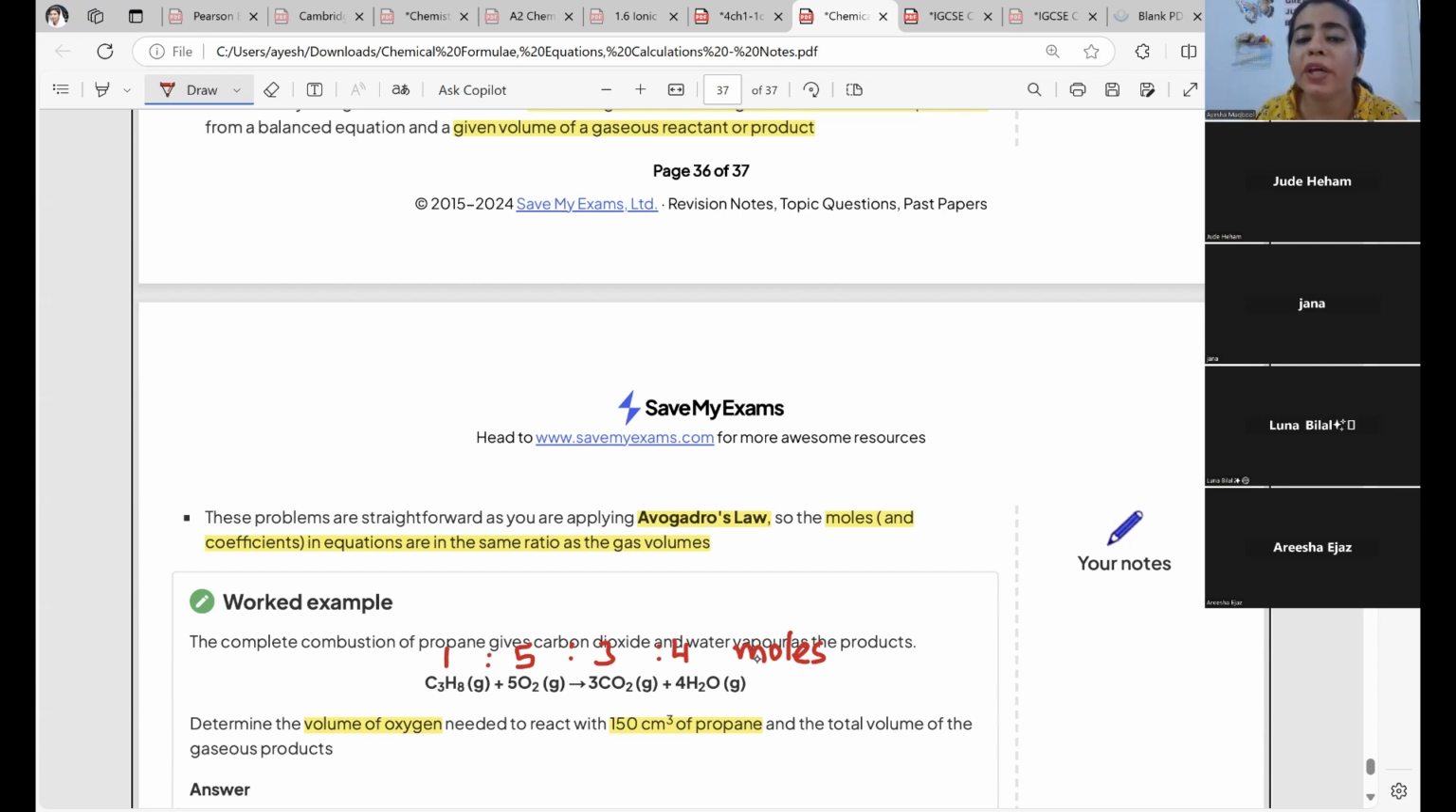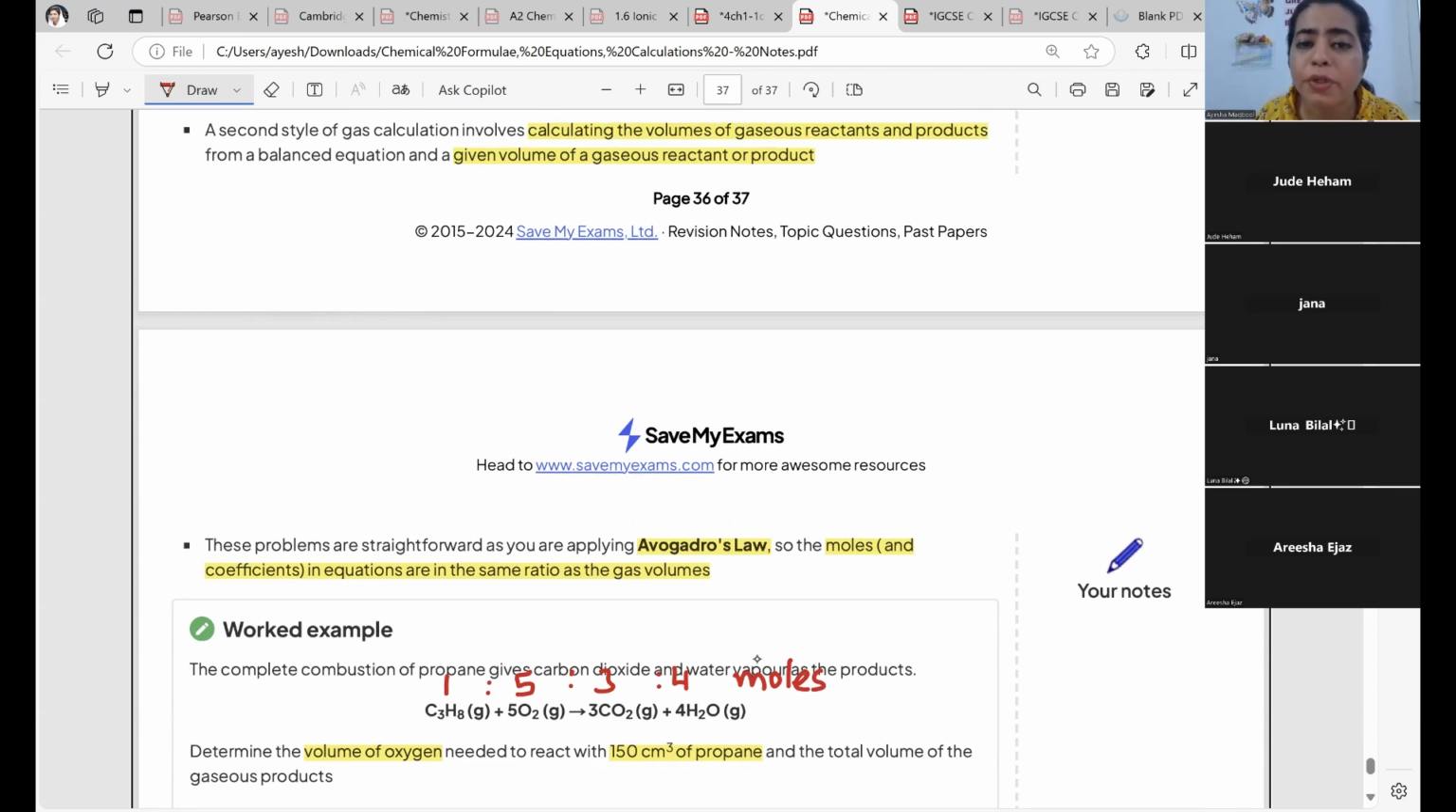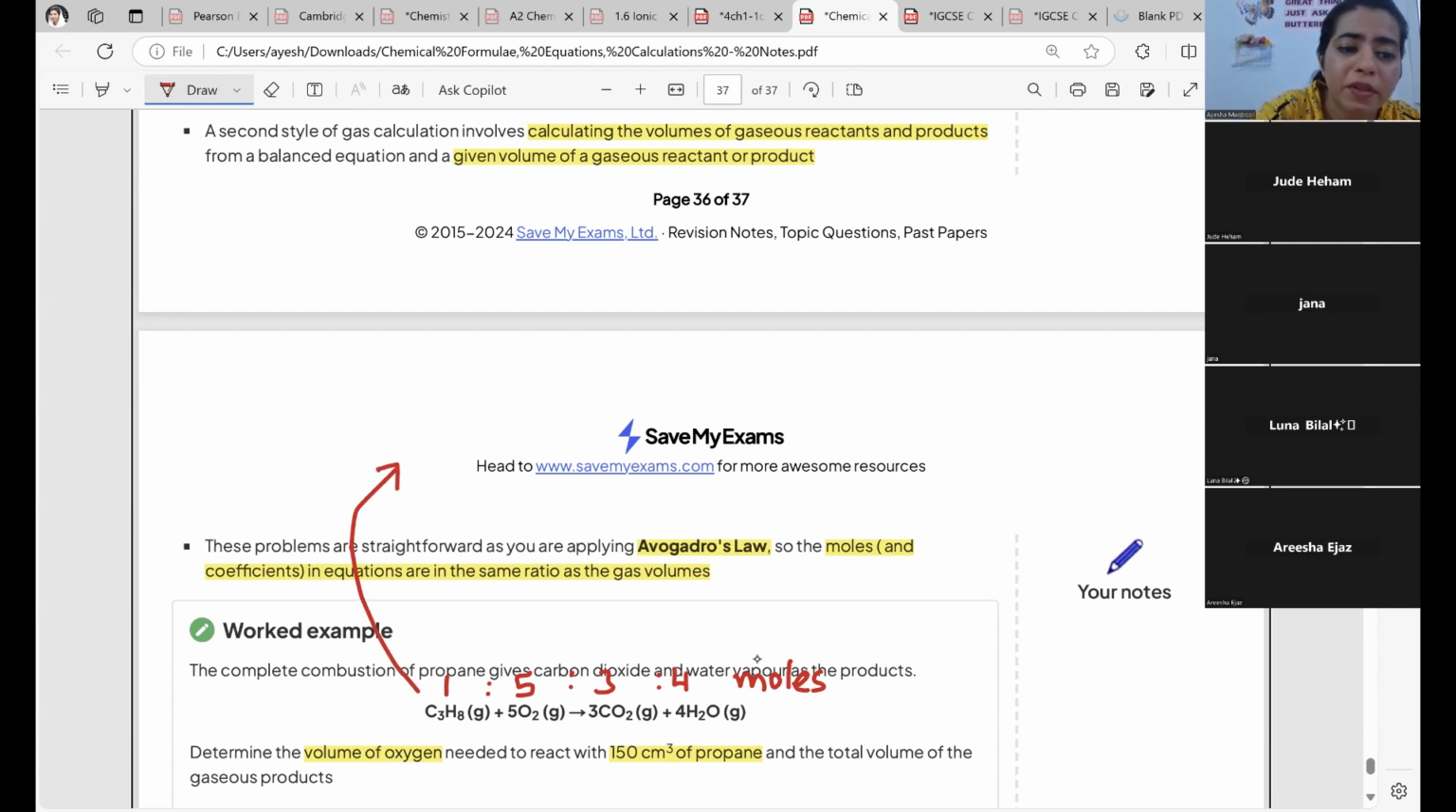In the same way, we can also find the ratio between the volumes. How? Let's say they tell you that the C3H8 volume is 20 cm cubed. Then what should be the volume of oxygen? It's 1:5. If C3H8 has the volume 20, what should be the volume of oxygen? Use the same molar ratio.